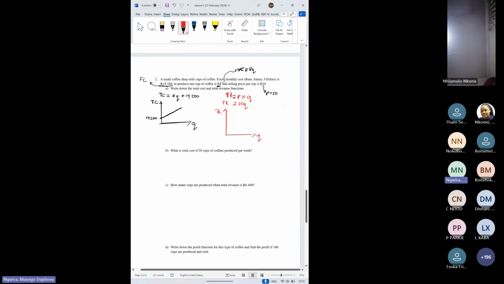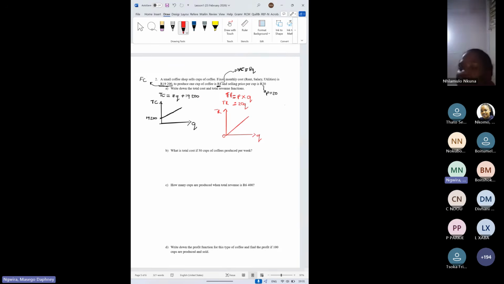So as I was saying, the total revenue TR is equal to 20Q. There's no plus anything, it means that my graph is going to start at 0. So this is how the total revenue graph looks like. This is what I was trying to explain earlier. Total cost, you start at this value, it's constant, and then total revenue is going to start at 0 because there's no plus anything. Is that okay?